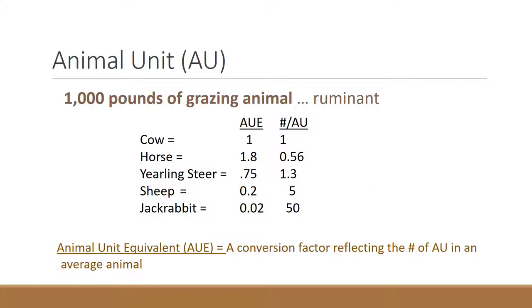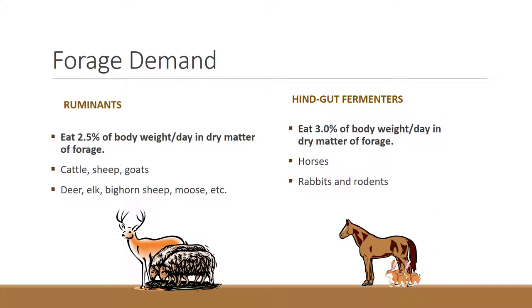So I think the first terms were when one cow was an animal unit and 5 sheep was an animal unit. And then the term has just kind of moved on from then, and we now have this animal unit equivalent term, and that's the conversion factor that reflects the number of animal units in the average animal. This, of course, is all related to forage demand.